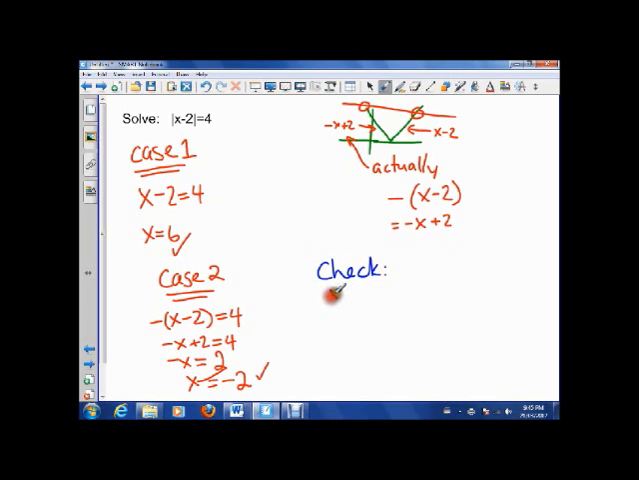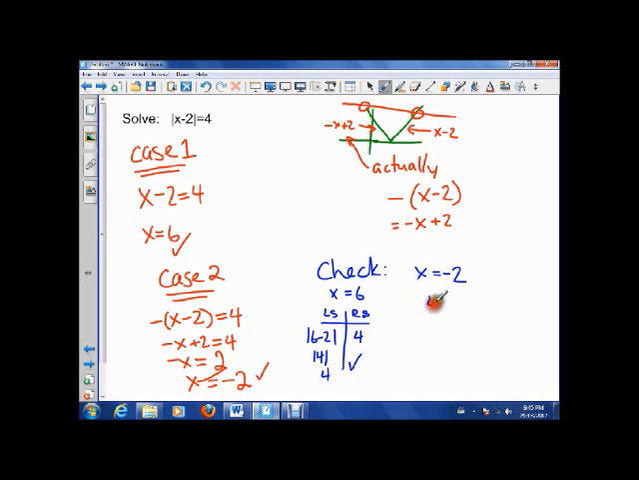You also saw that you always need to check if your algebraic solutions are correct. So let's check x is 6. On the right side we have 4, that's already done. On the left side we have the absolute value of 6 minus 2, which is the absolute value of 4, which is 4. So that matches.